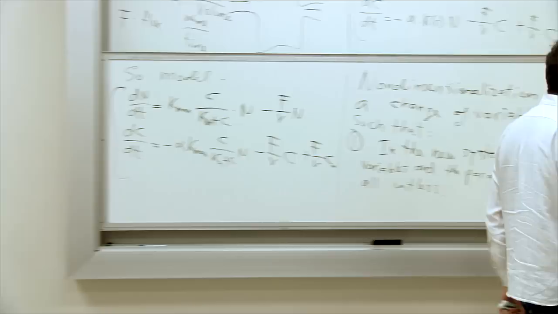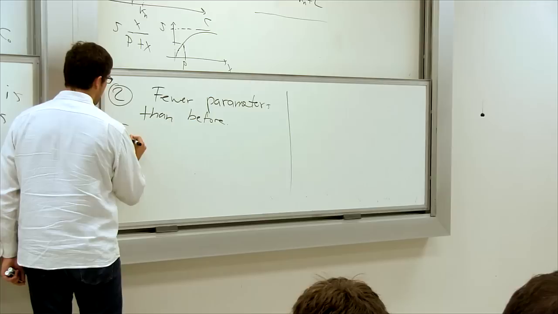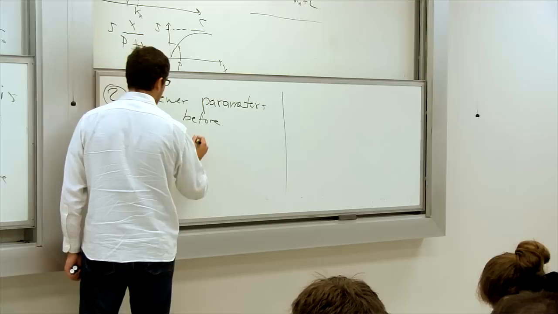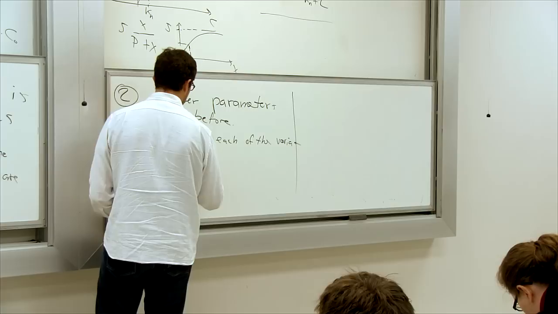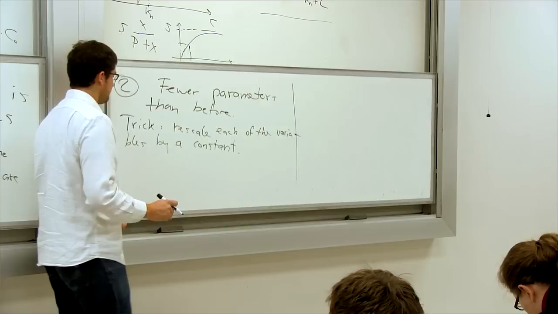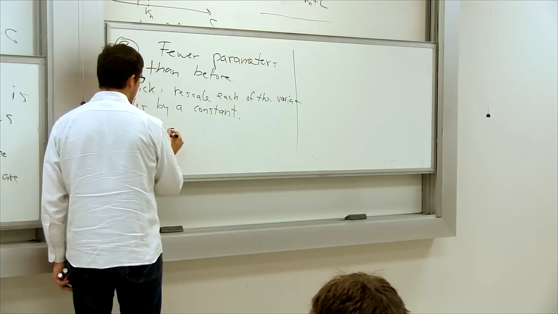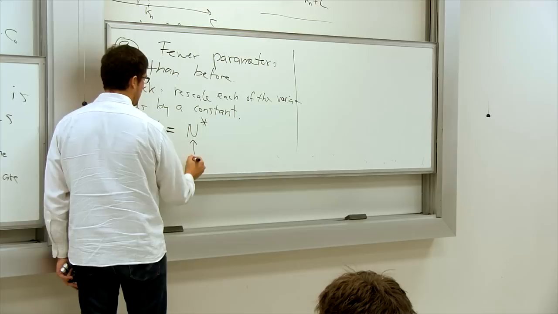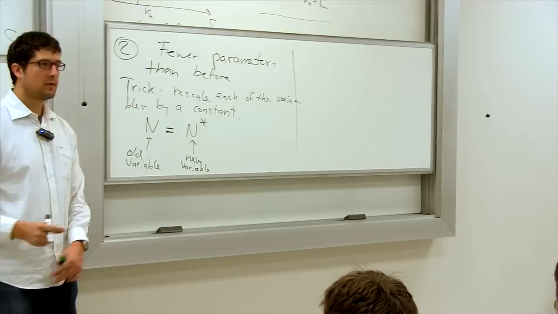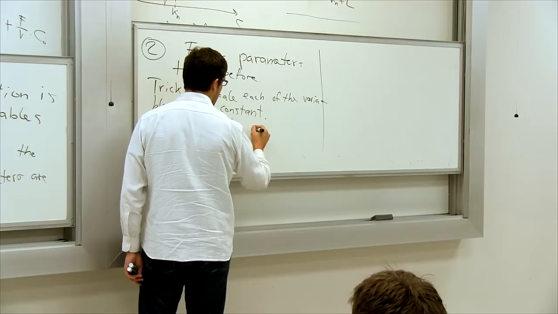Okay, so let's do it. So the idea is, it's the following trick. We're going to rescale each of the variables by a constant. So this is the old variable. We're going to write it in terms of a new variable. And the new variable is going to have an asterisk multiplied by a parameter that we're going to write with a hat.